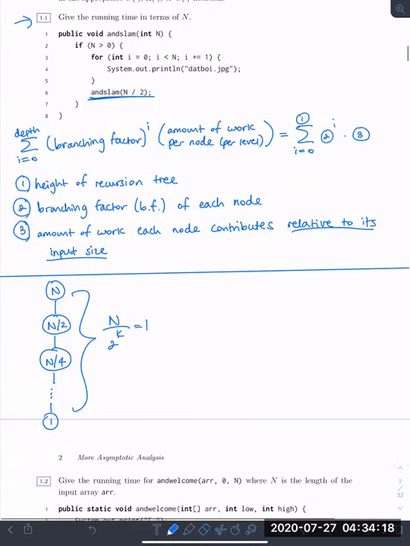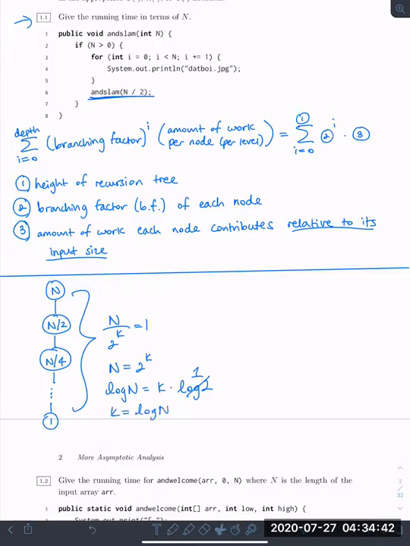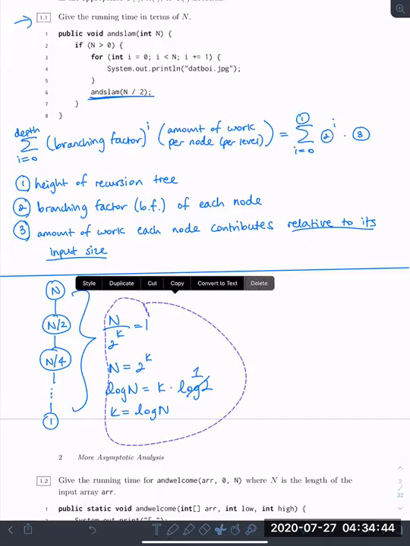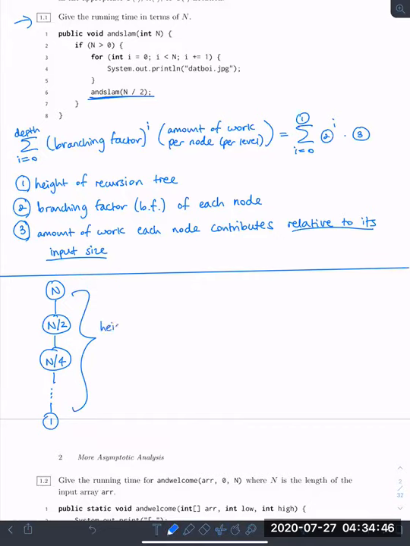So this k is going to give us the height of our recursion tree. So how do we get to this k? We multiply both sides by 2 to the k, so we get n is equal to 2 to the k. And then we need to take the k down from the exponent, so take the log of both sides. So we get log n is equal to k times log 2. Again, we assume that log is base 2, which means that this is going to become 1. And so we have that k is equal to log n. So in other words, the height of our tree is log n, right? So I'm just going to simplify this to be height is equal to log n.